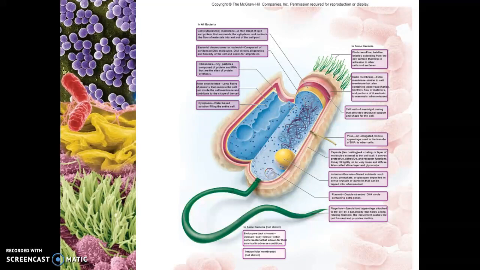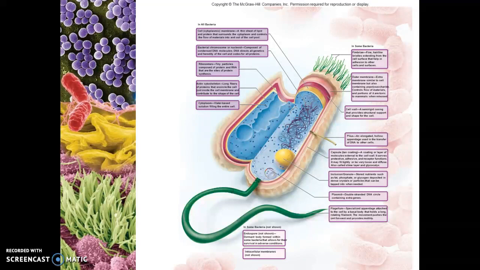So the glycocalyx is a coating or a layer of molecules external to the cell wall, and what it does is it serves as a protective layer. It can be sticky, and so it helps to allow a bacteria cell to stick to a surface, and it can also have receptor functions.